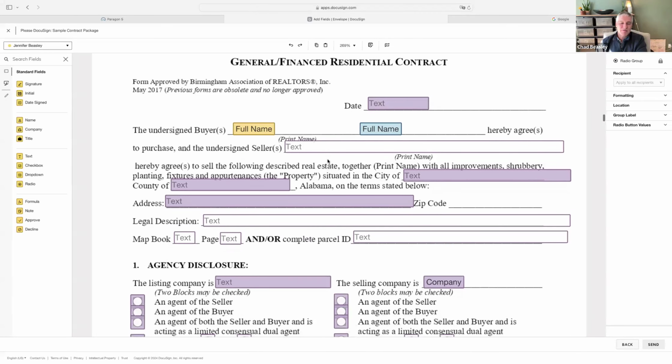All right, so we're going to get into our offer. And on this one, we're pretending that our buyer is just buying a normal house. So this is the general financed residential contract. This is the Birmingham Association of Realtors version of contract. You may have also seen, I know the state brokers teach the Alabama Association of Realtors version of the contract, and you can use either one. No listing agent can require you to use a specific form. That's not legal. So you can use whichever one you're comfortable with and familiar with.